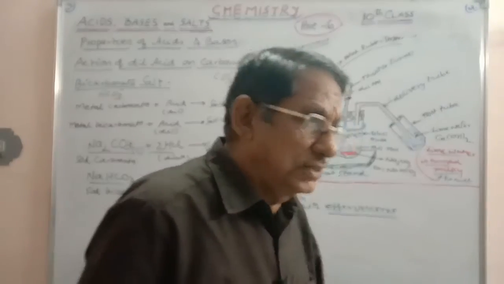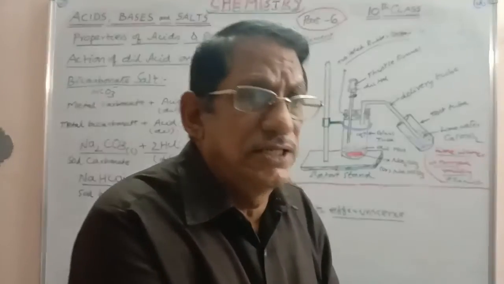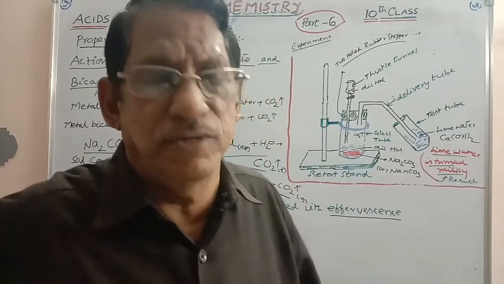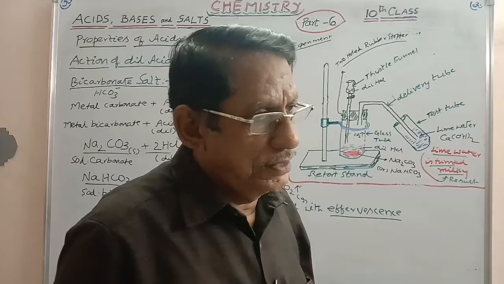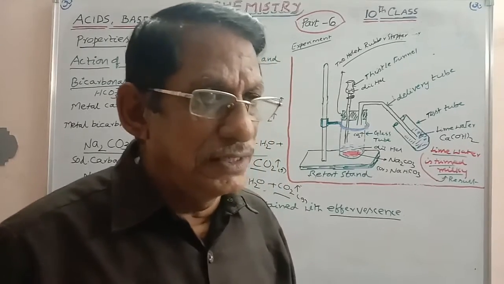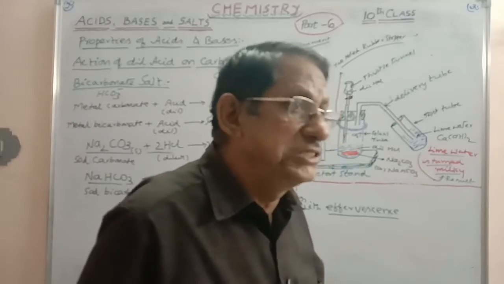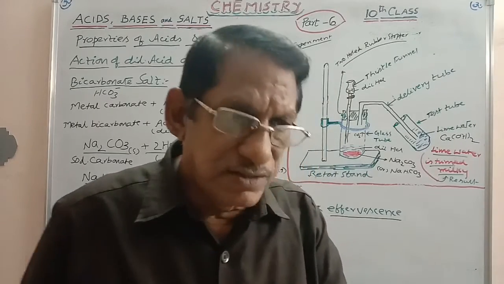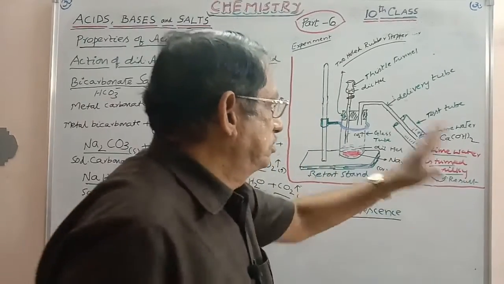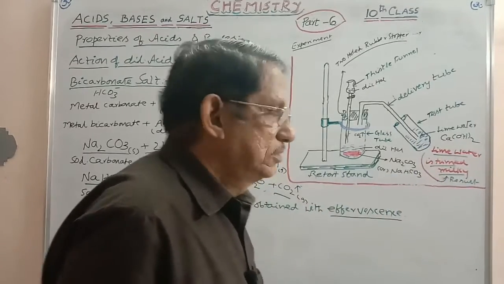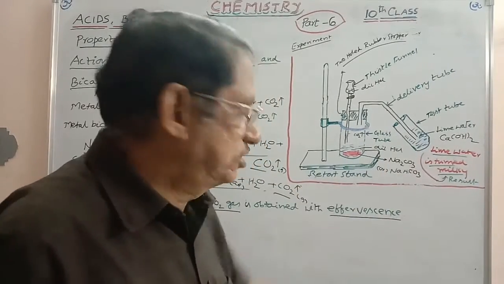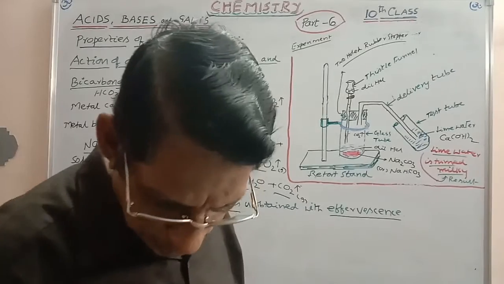In the place of calcium hydroxide, you can even take barium hydroxide, baryta water. Either lime water or baryta water is turned milky by carbon dioxide. Whenever that solution turns milky, it indicates the presence of carbon dioxide. So this is the evidence, this is the recognition, this is the identification.